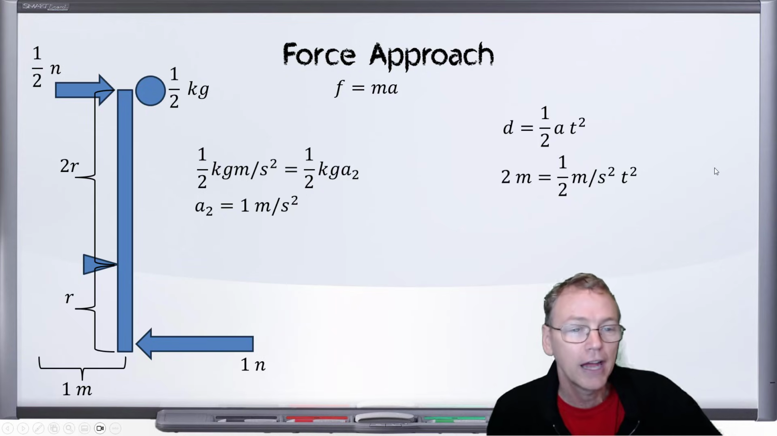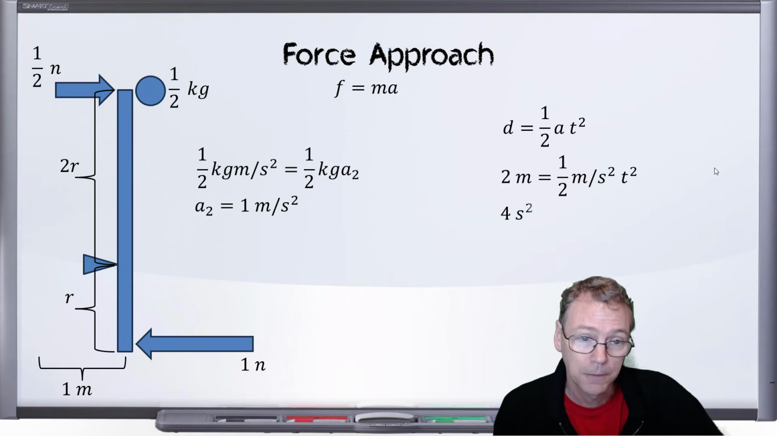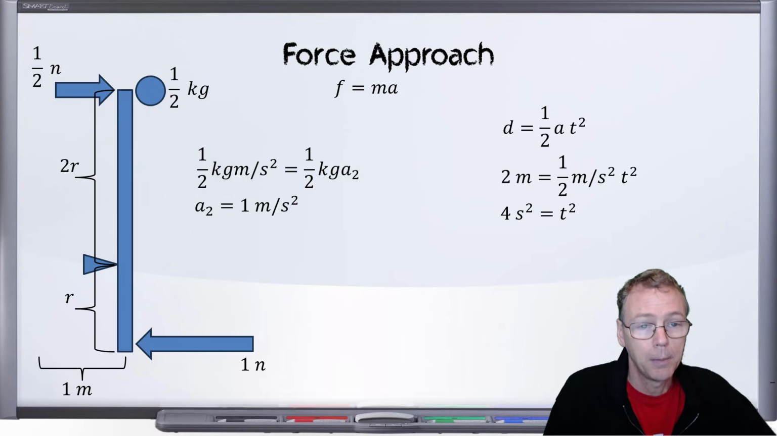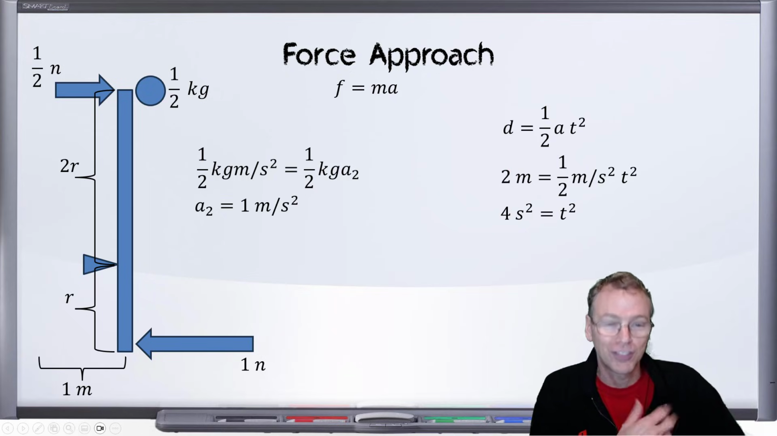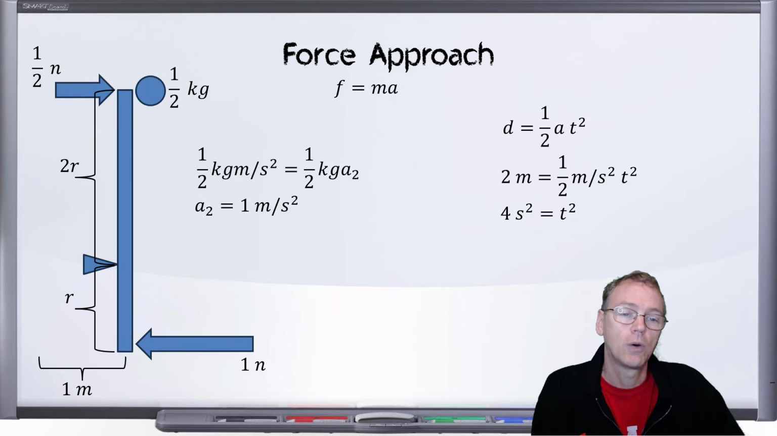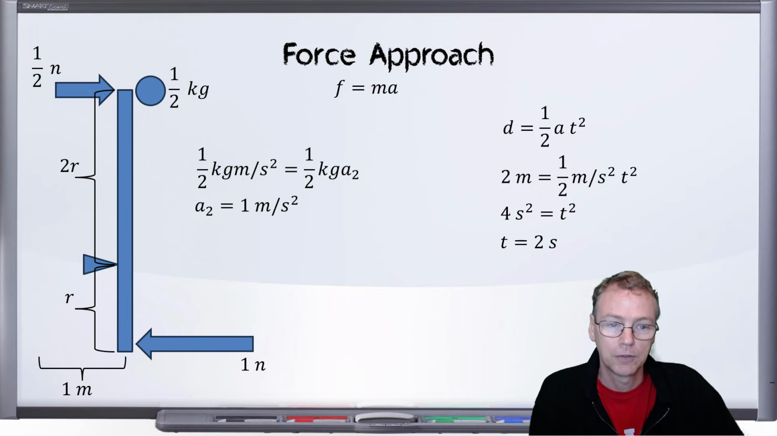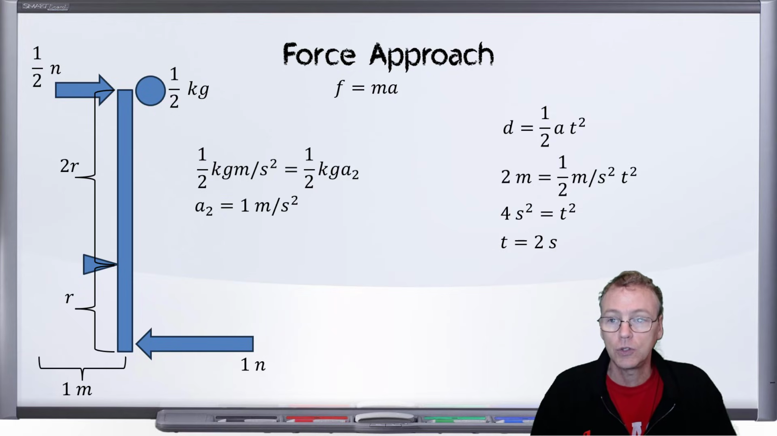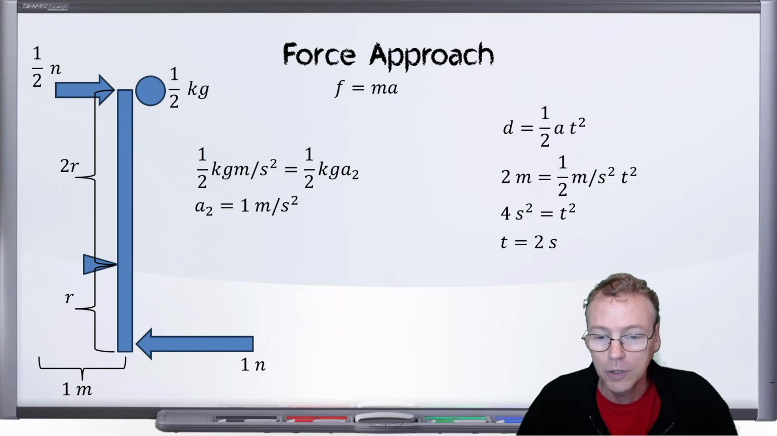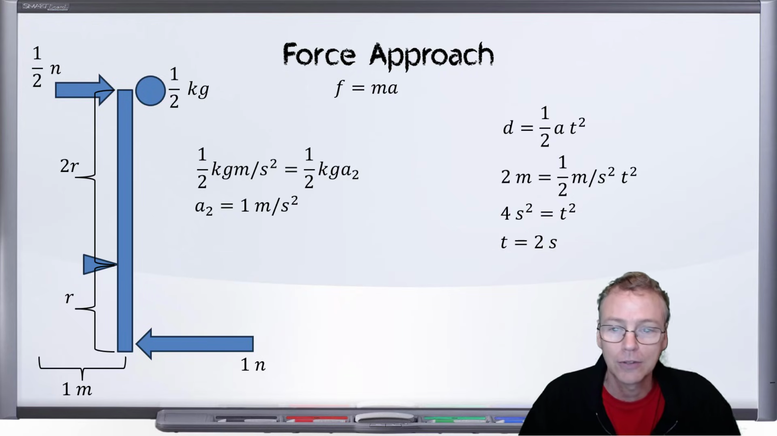Let's solve that for t. We're going to get the meters cancel, and the 2 comes over to be 4, and we can take the second squared over to the other side. T squared is 4 seconds squared. So let's square root both sides. And we find that T equals 2 seconds. It takes 2 seconds applying 1 Newton to get that mass going.